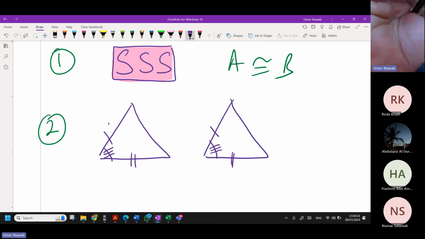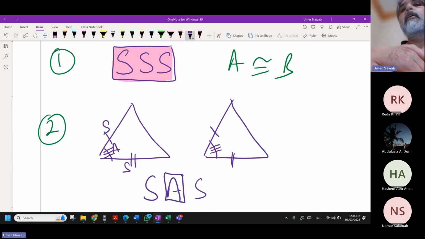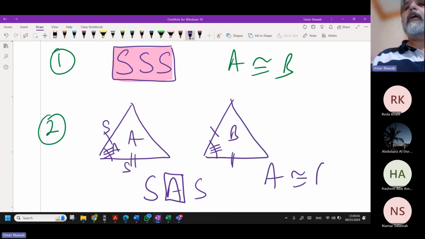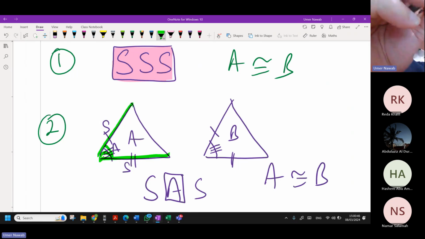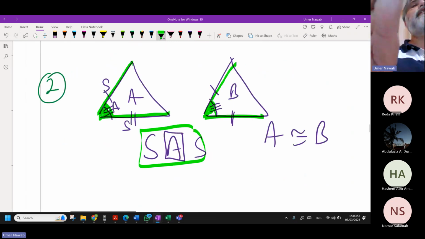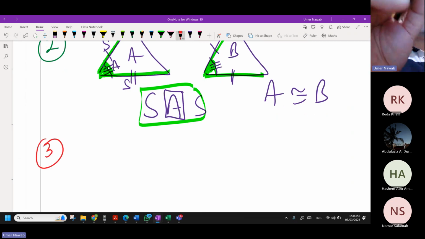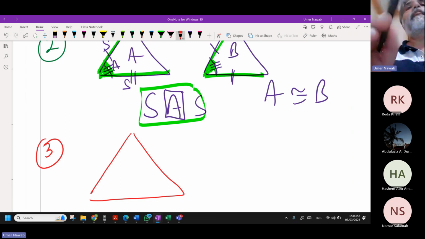So how do you write it? Side, angle, side. So side angle side. The angle is in between because it is the included angle. So the two triangles are congruent. Why, Mr. Umar? They are congruent because of the side angle side property.